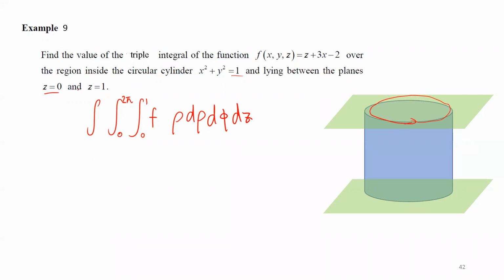Then here, it's lying between the two planes, z equals 0 and z equals 1. So that's why my limit for z is 0 and 1.